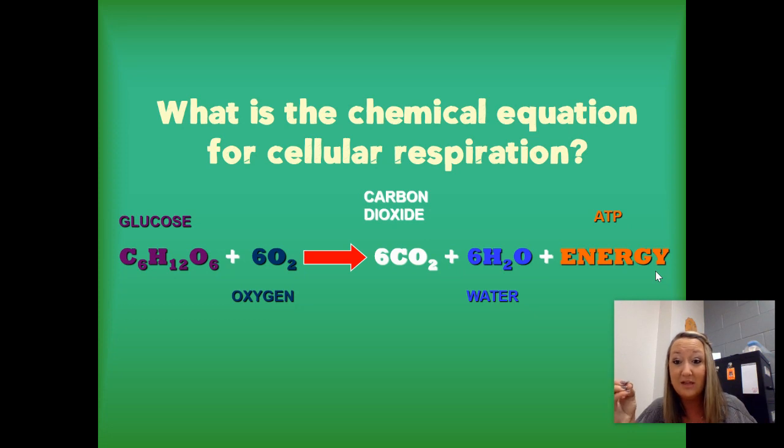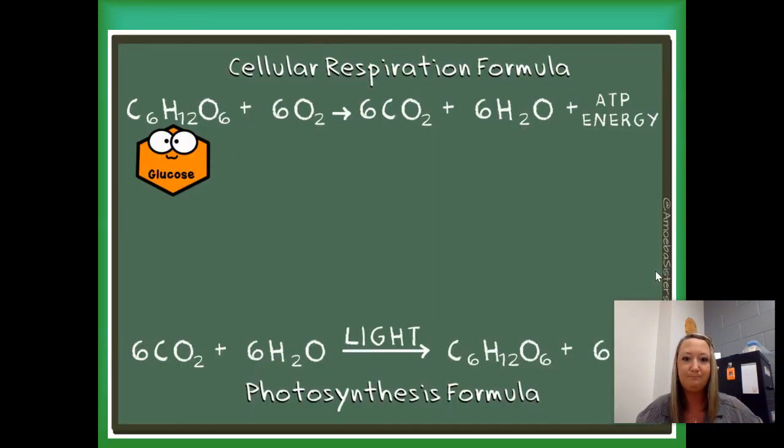What's the main goal of this process? To produce ATP energy. It's not to produce carbon dioxide. It's not to produce water. It's to produce energy. Those other things we view as waste products in our body. Our body just gets rid of them. We don't need them anymore, right?